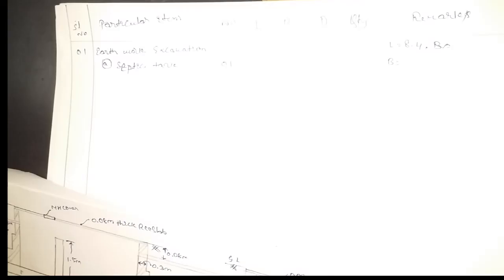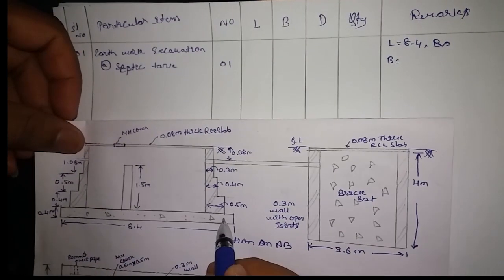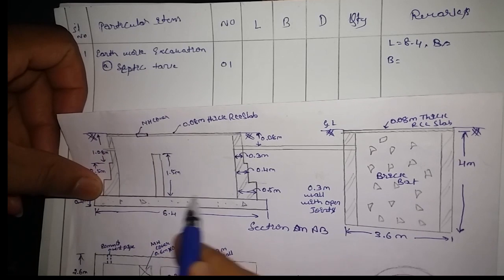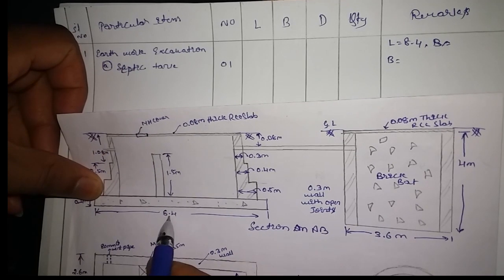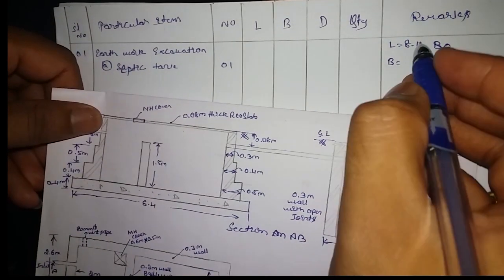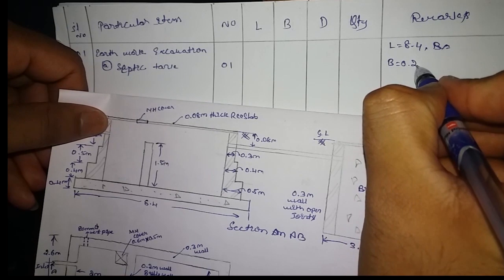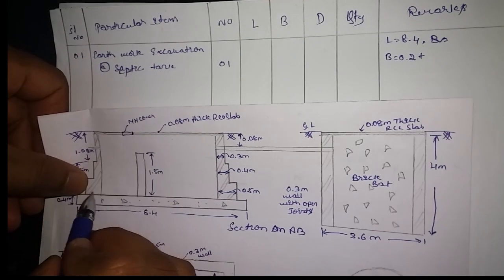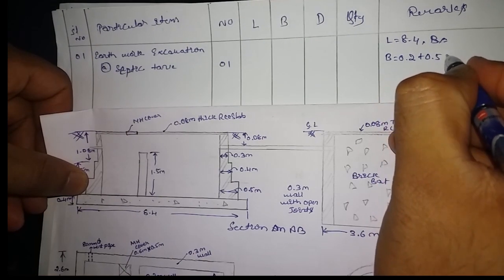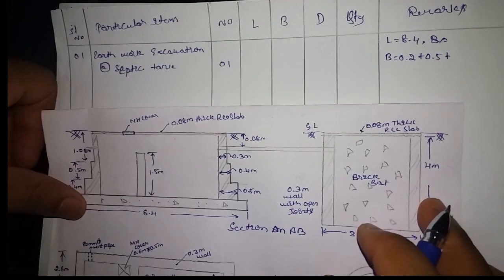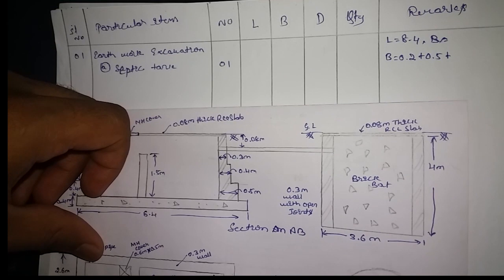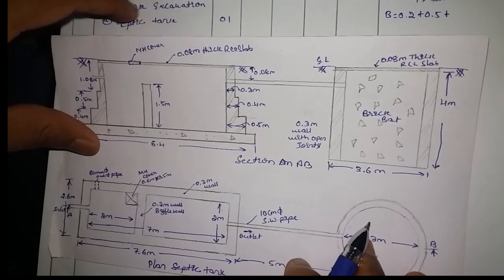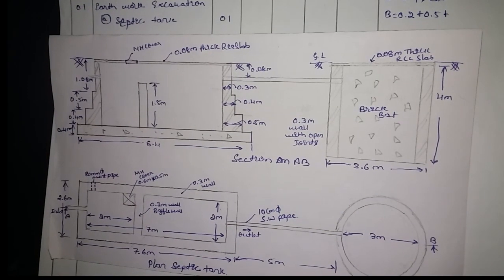This distance here is not given. So we will find the distance from here to here and subtract that value from 8.4, and you will get 0.2. So 0.2 plus this distance, the wall width, which is 0.5. I will add the 0.5 plus the breadth, which is this one, 2 meters. So you see the breadth. Which one is the breadth?